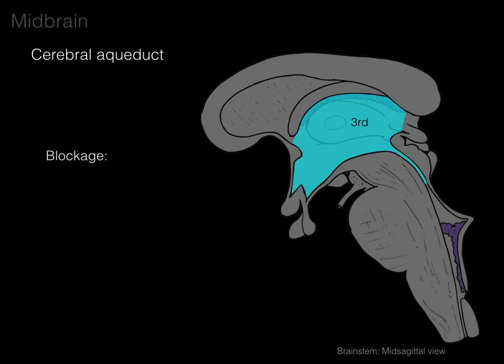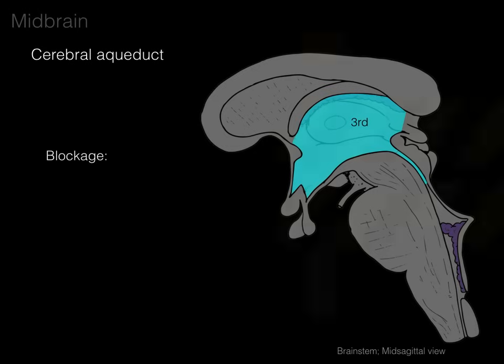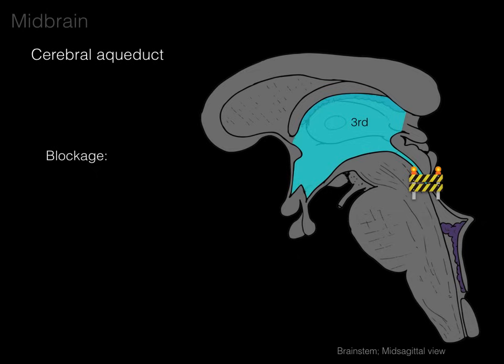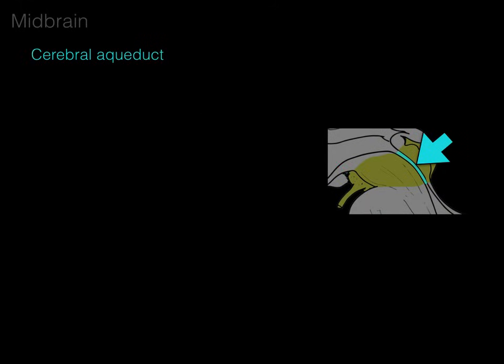So if there's a blockage in the cerebral aqueduct, as is evidenced by that yellow thing, as CSF is trying to go from the third to the fourth ventricle, it's blocked, and this results in a non-communicating hydrocephalus. Non-communicating because CSF can't get from inside the ventricular system through those apertures in the fourth ventricle to the subarachnoid space. Okay, so there's the cerebral aqueduct.